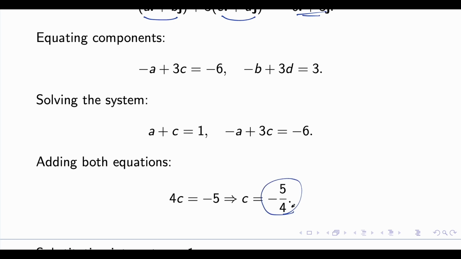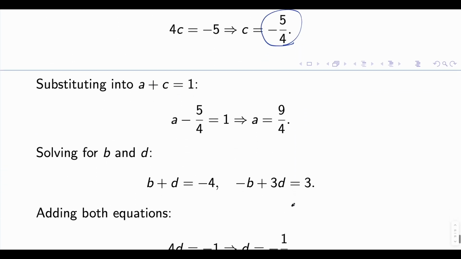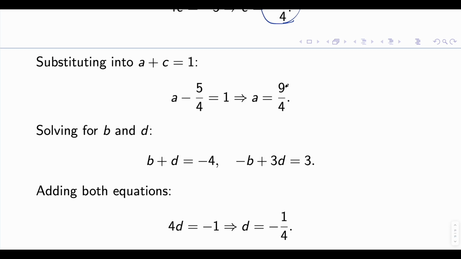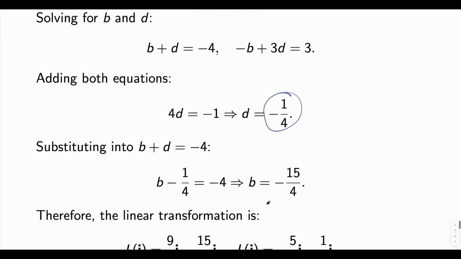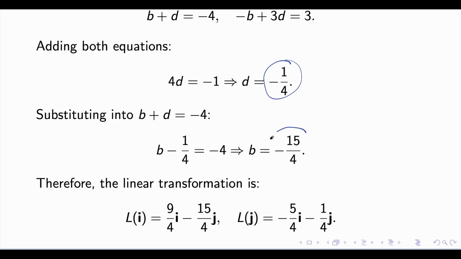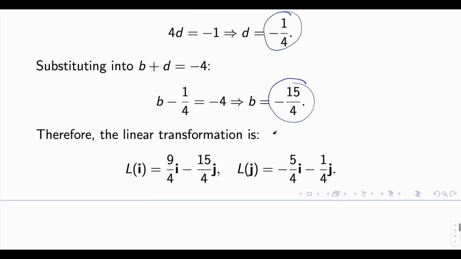c equal to minus 5 by 4 and a equal to 9 by 4. And similarly, d equal to minus 1 by 4 and b equal to minus 15 by 4. So we can write the linear transformation as 9 by 4 i minus 15 by 4 j. Whatever a, b, c, d you have taken, we just plug in. So this is all.